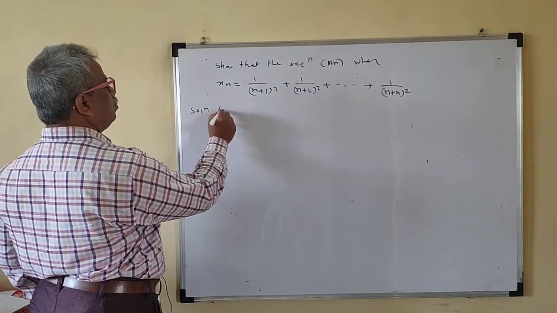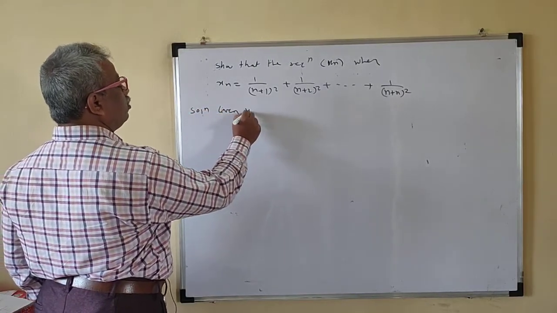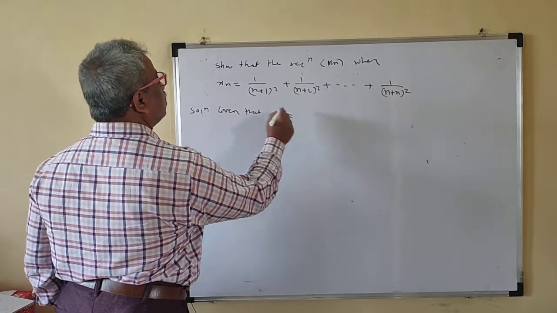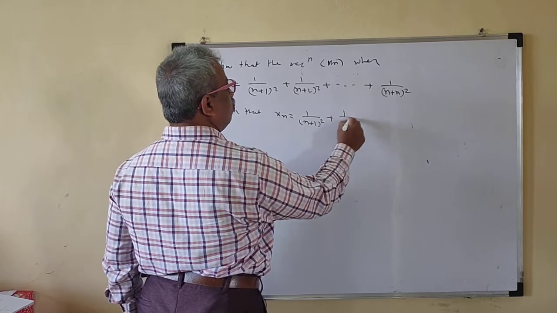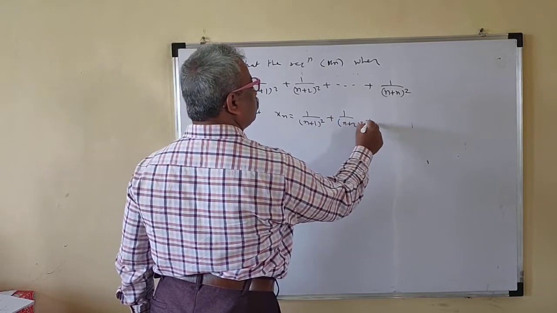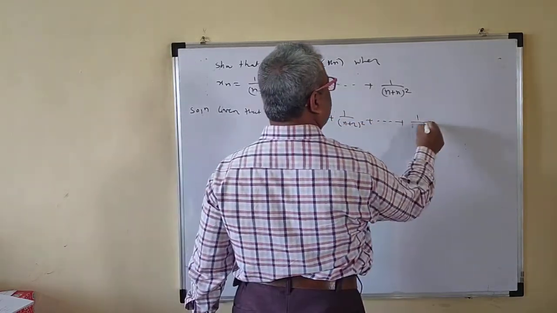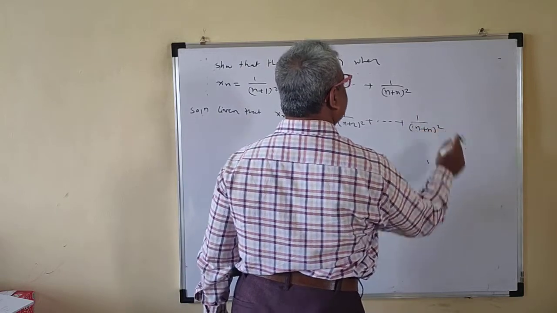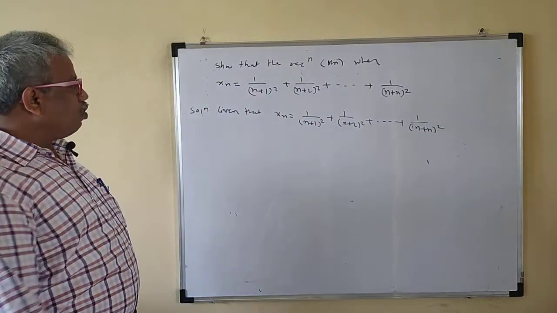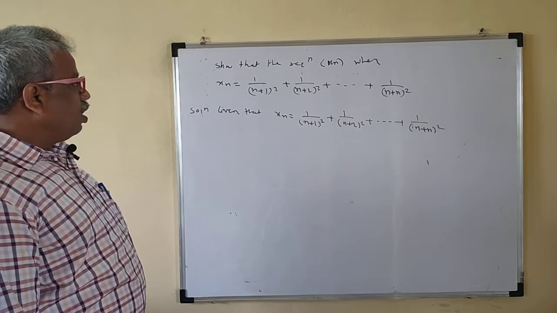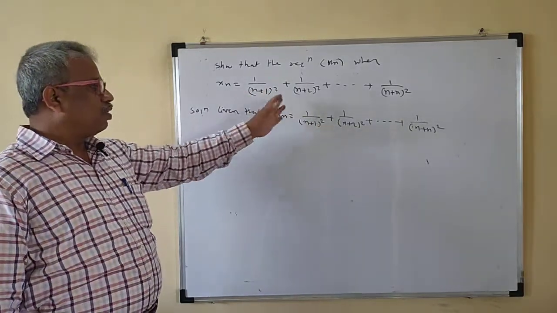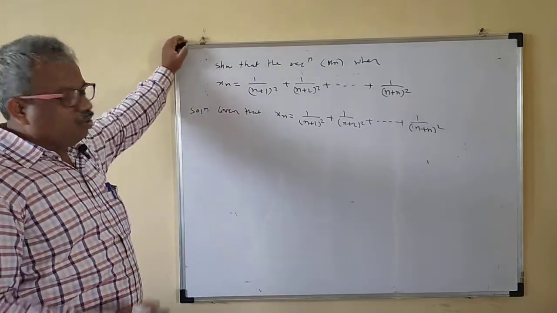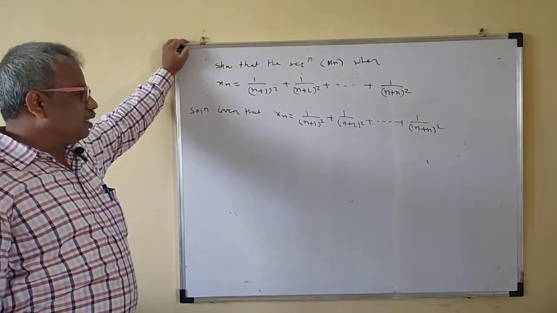Solution. Given that xn is equal to 1 upon (n plus 1) square plus 1 upon (n plus 2) square plus dot dot dot plus 1 upon (n plus n) square. Okay, so what we'll do: here we cannot simply add these terms, because the numerators are the same, but the denominators are not the same.